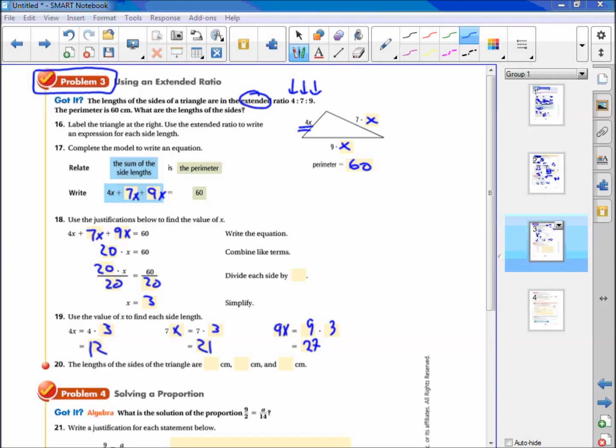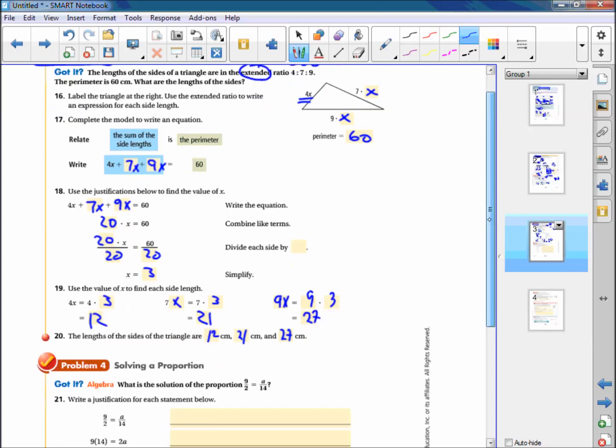Okay, so the constant that I was going to multiply to all these was 3. So 4 times 3 is 12, 7 times 3 is 21, and 9 times 3 is 27. And if you add up all those extended ones, now you get 60, which is what the perimeter is supposed to be. So the lengths of the sides are 12 centimeters, 21 centimeters, and 27 centimeters.